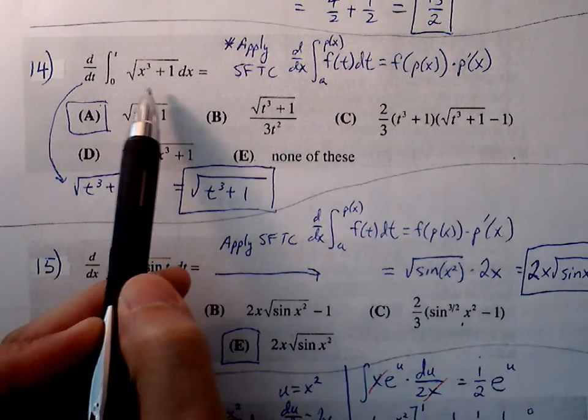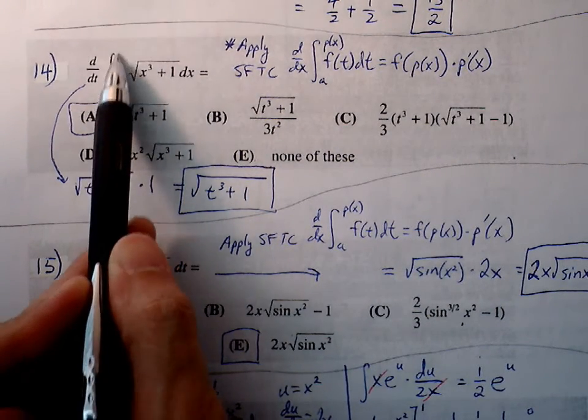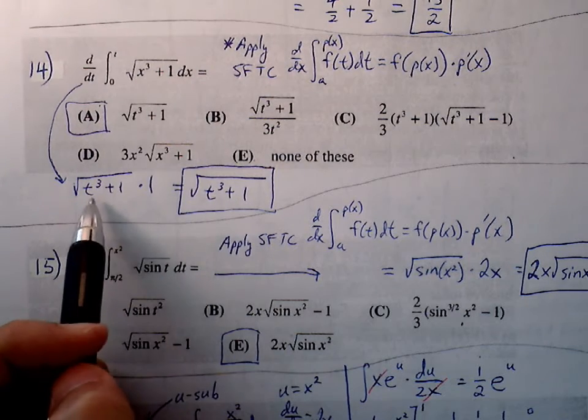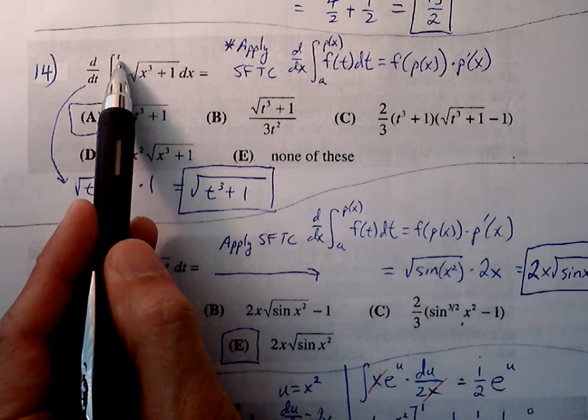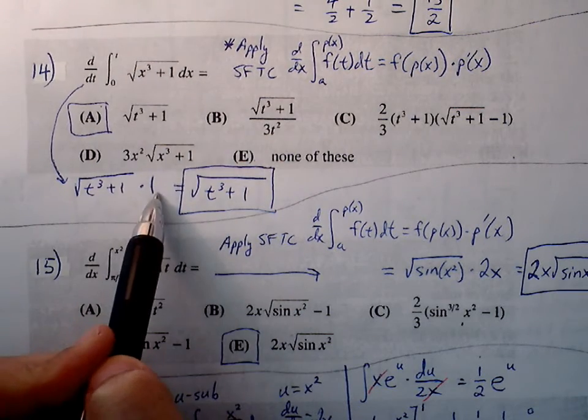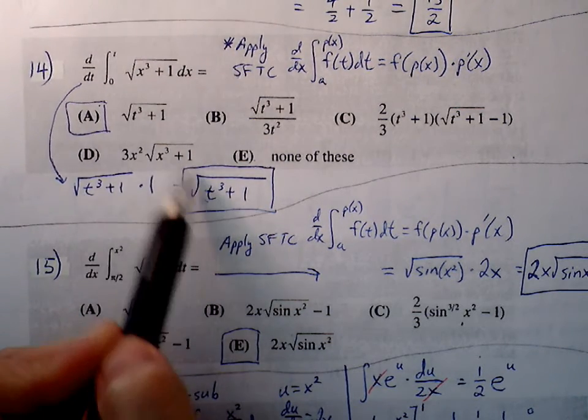If we think of it that way, then we can plug the t in for the x. We get square root of t cubed plus 1 multiplied by t's derivative. T's derivative is 1 because that's a variable to the first power. And that just cleans up to be square root of t cubed plus 1.